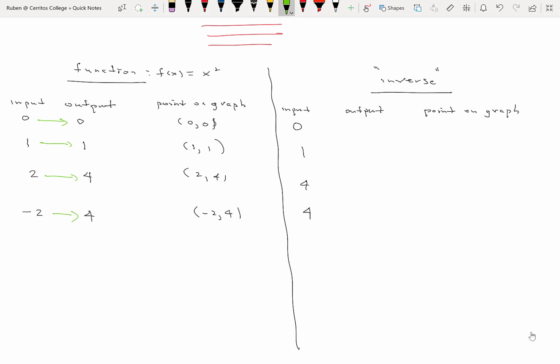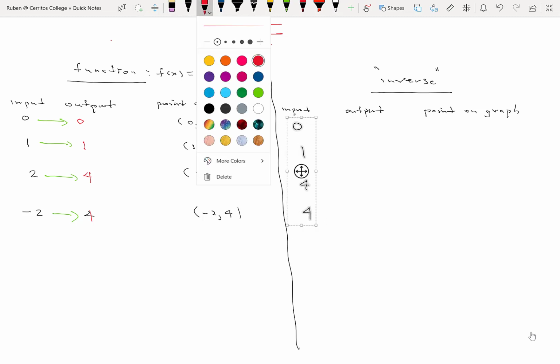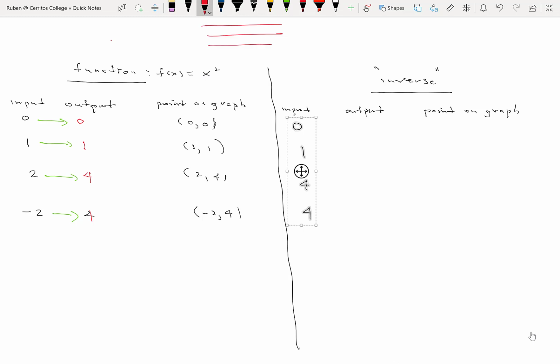The outputs are now the inputs for the inverse. If that's not real clear, I'm going to take the outputs for the original function and turn them red, and those outputs are now the inputs, also turned red. If my screen won't work, my Surface will let me do it. Good, thank you screen, thank you Surface.